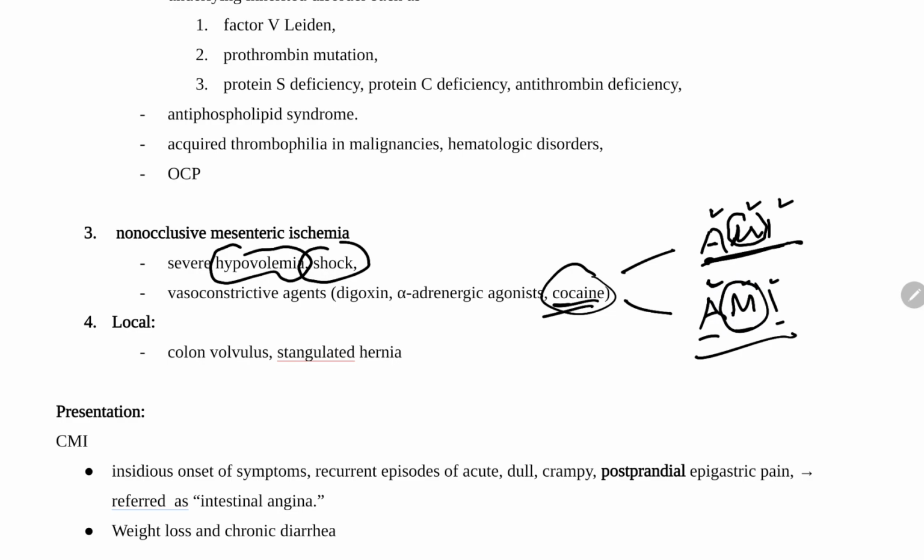Now, local causes sometimes may cause mesenteric ischemia or infarction, like volvulus involving the colon, or strangulated hernia. Okay.